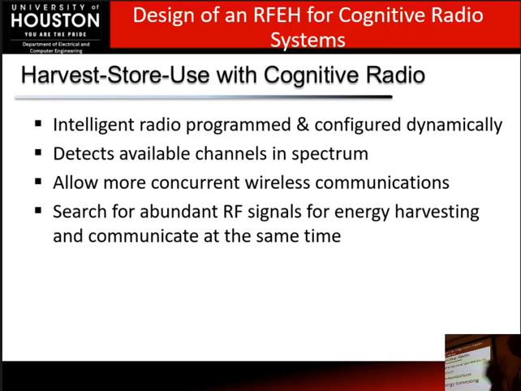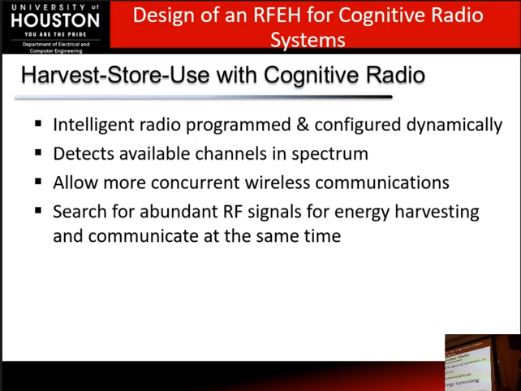So it can scan and select which kind of channels are available in the spectrum. And with that, it can allow for concurrent wireless communication. But I can also use that one to search for radio frequency signals for harvesting and also to search for channels for communication at the same time for a harvester use scenario.